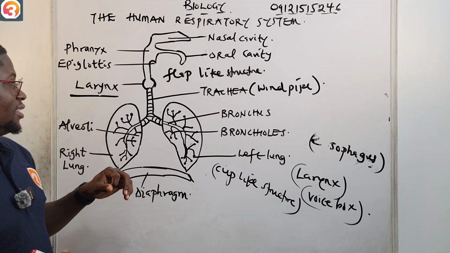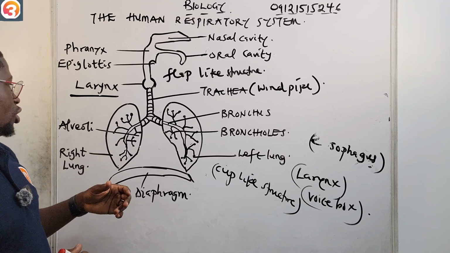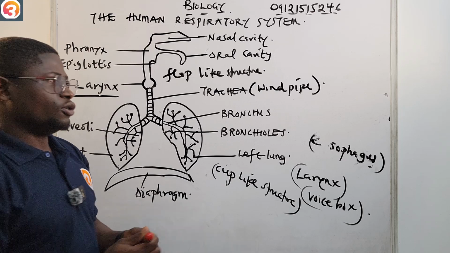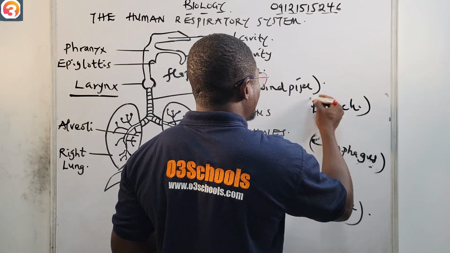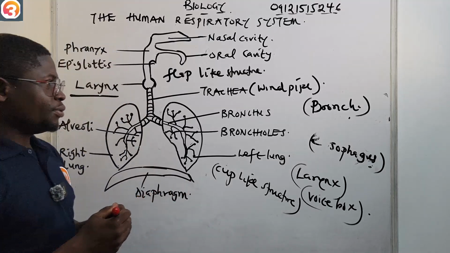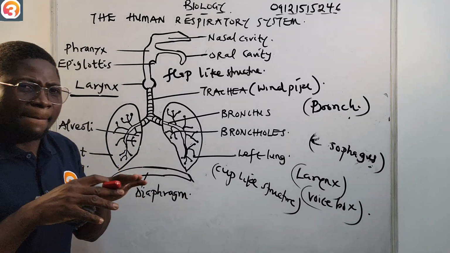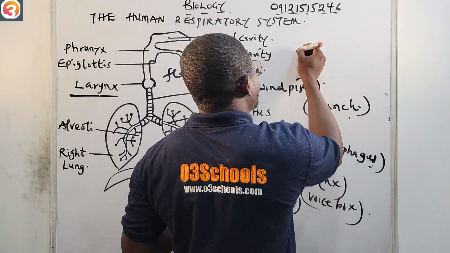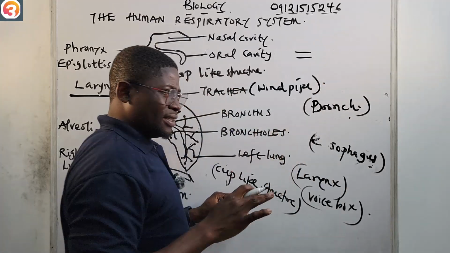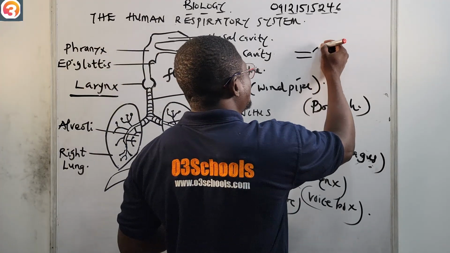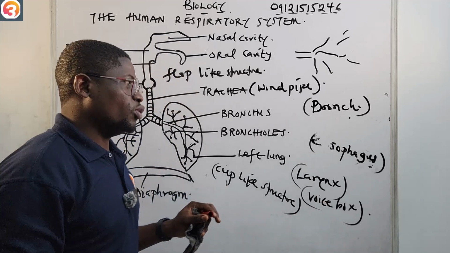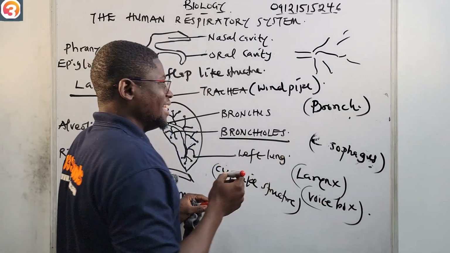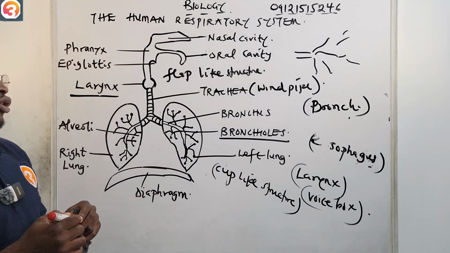So from the trachea, it now goes to the bronchus, or to the bronchi. Look at how the bronchi is just like this. Then the bronchi divides further, like a tree now, into what we call the bronchioles.